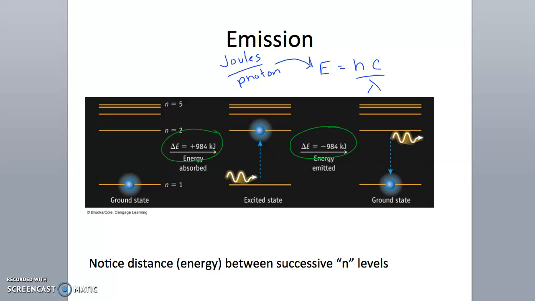So in this example, we've got the ground state is n equals 1. We have energy being absorbed, 984 kilojoules. This is enough energy to get to n equals 2. The electron doesn't stay there long. It drops back down, releases that amount of energy. So given off, that's why it has the negative sign. And this may be in the form of visible light. And we could calculate this energy if we had the wavelength or the frequency.